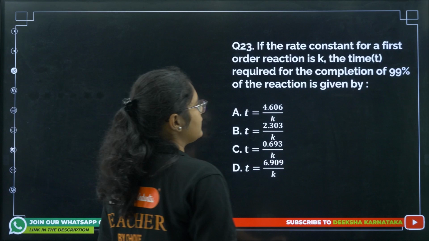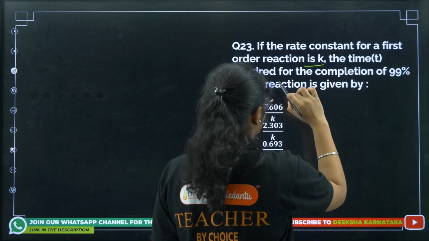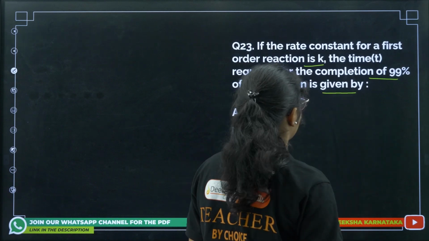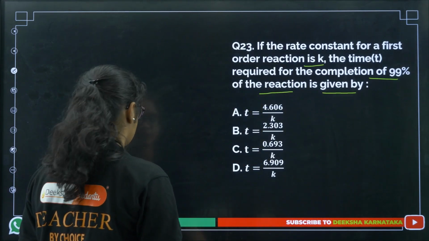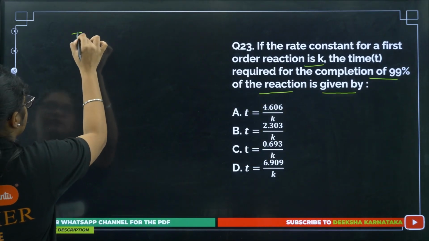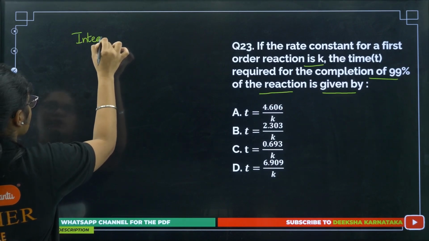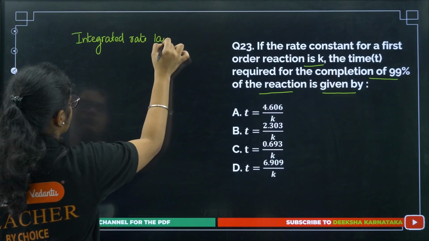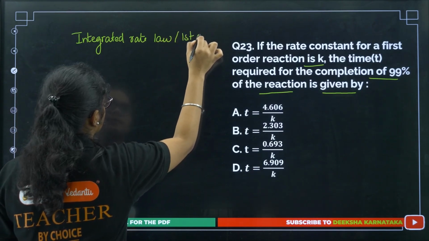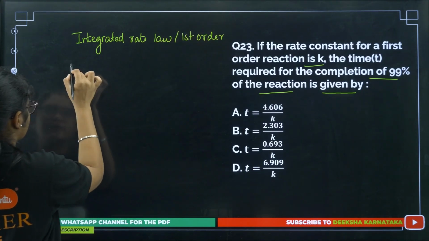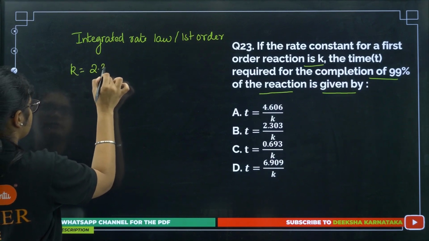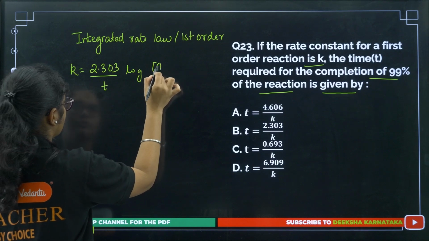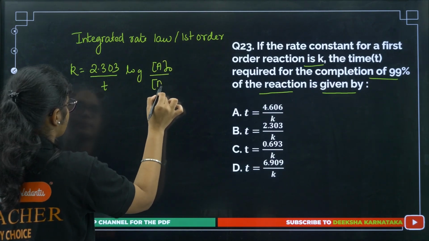Next question. If the rate constant for a first order reaction is k, the time required for the completion of 99% of the reaction is given by? Again, this is the first order integrated rate law we need. What is the formula? k = 2.303 by t log of A naught by A, right?